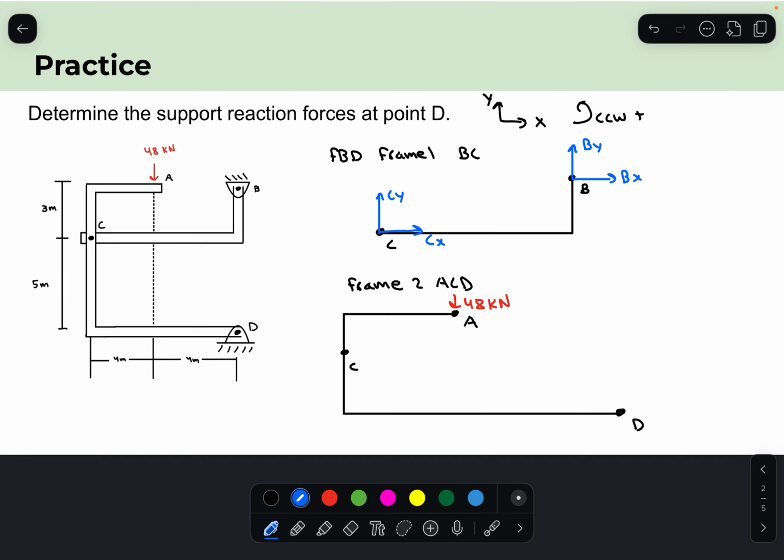When we have a pin that is shared between two structures, we must use Newton's third law, which states that each force has an equal but opposite reaction force. So all we have to do to handle that is just point our forces in the opposite direction, like so. Equal but opposite. And then we are going to have our pin reaction forces at point D.